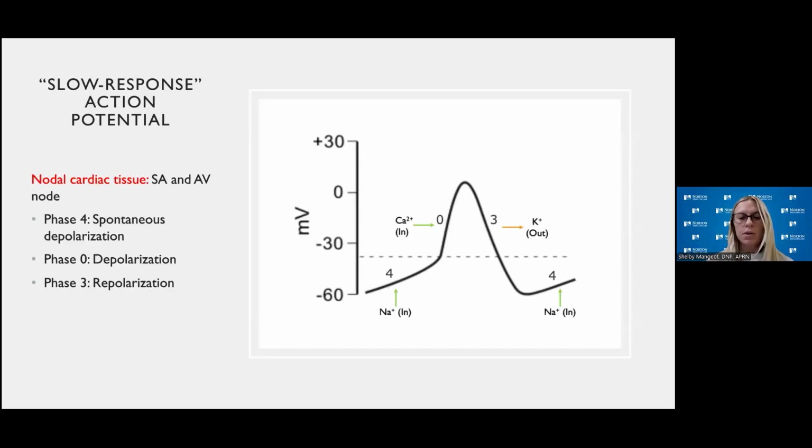At the peak of depolarization, it then switches to phase 3, also known as repolarization, where calcium channels close, potassium channels open, and allow potassium to leave the cell, returning the cell back to negative 60, similar to the fast action potential.